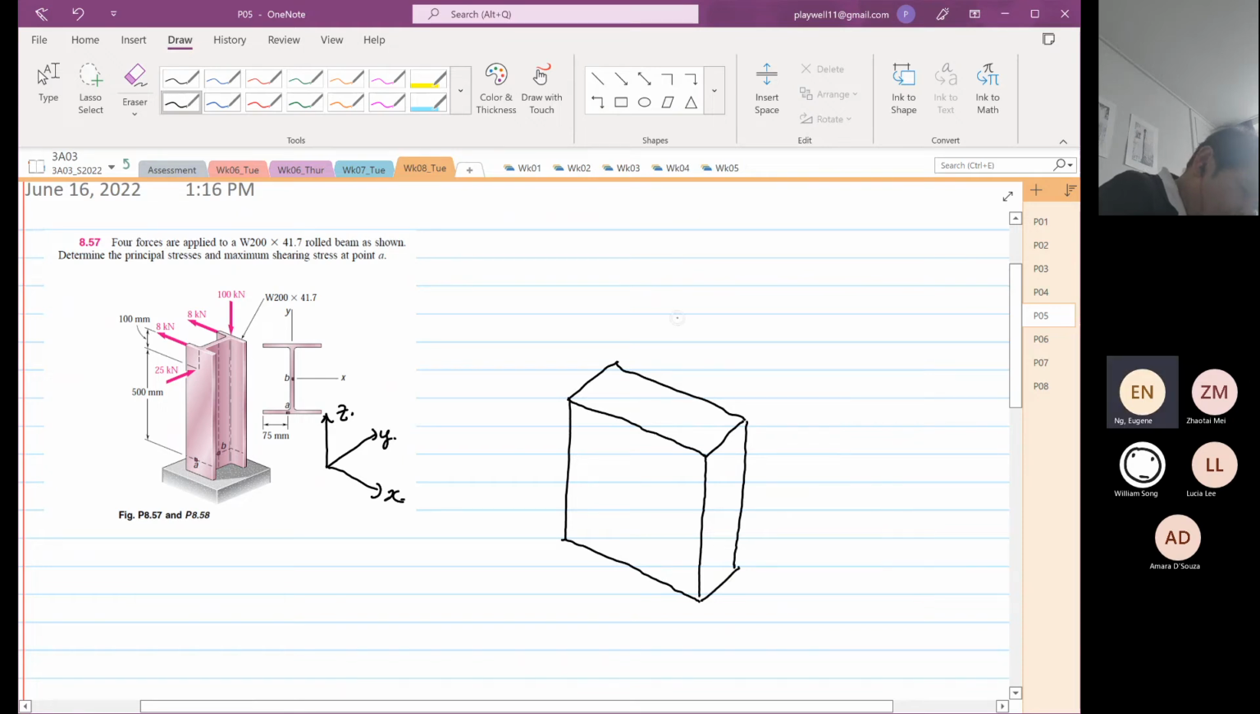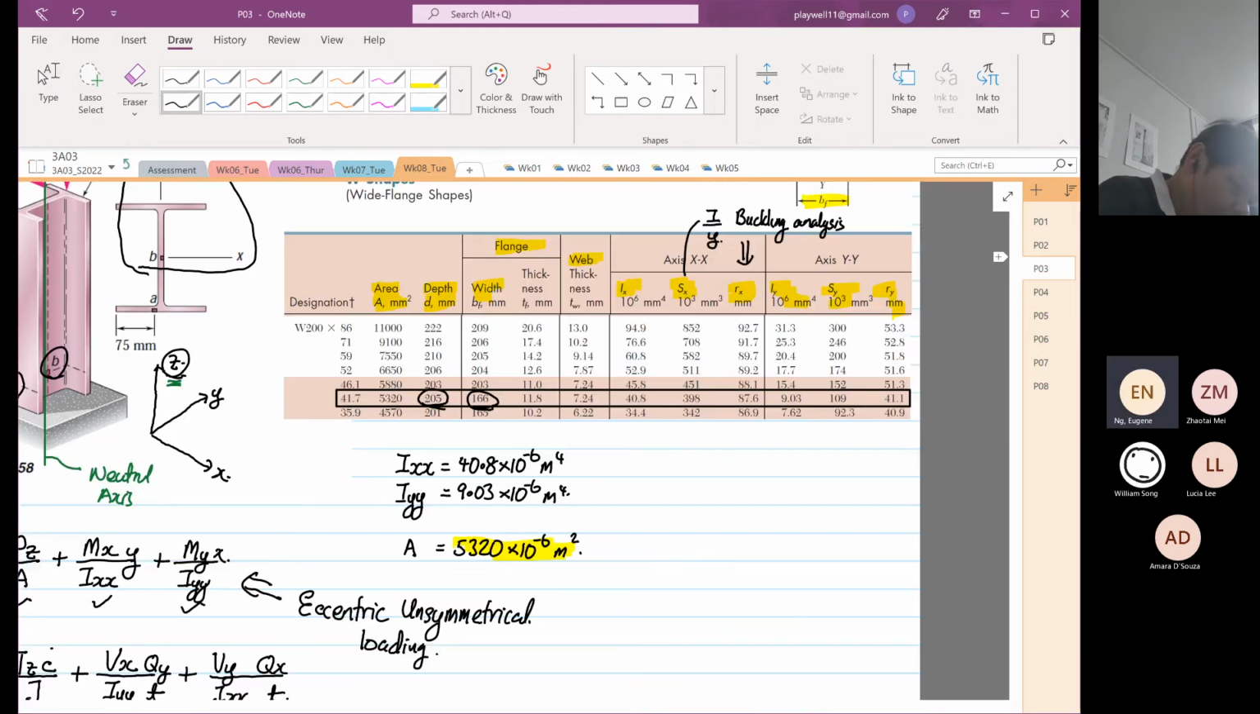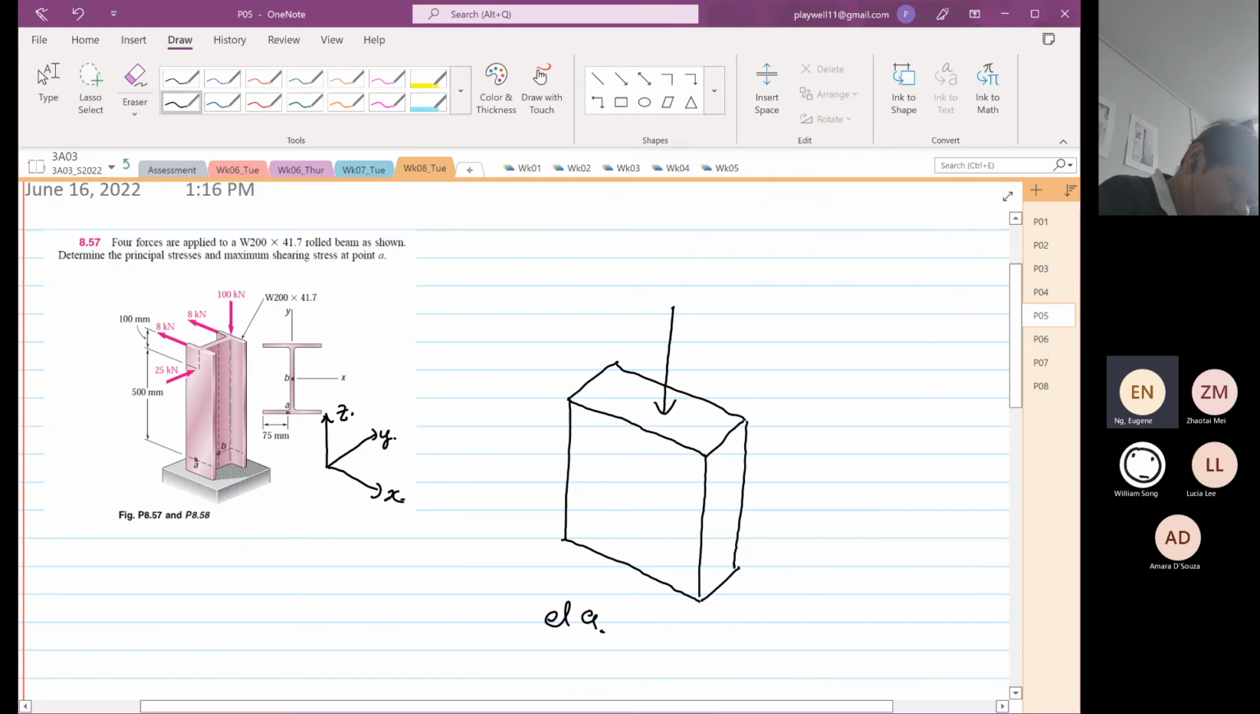So element A has a normal stress coming down in the Z direction. Right, so this is our element A. In the Z direction, it's tensile, 28.852. So it's 28 times 10 to the power 6 Pascal.